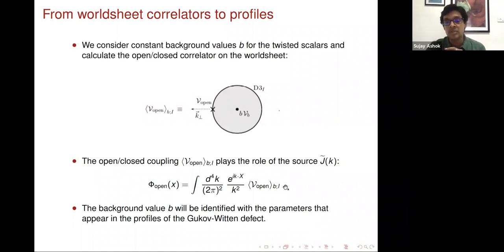Once we compute this correlator, I'll just do the Fourier transform to derive the profile for the open string field. What we'll see is that the profiles are exactly what we saw at the beginning for the Gukov-Witten defect. These background values for certain closed string scalars will be identified with the alpha, beta, gamma, eta parameters of the defect. So this is the basic idea.